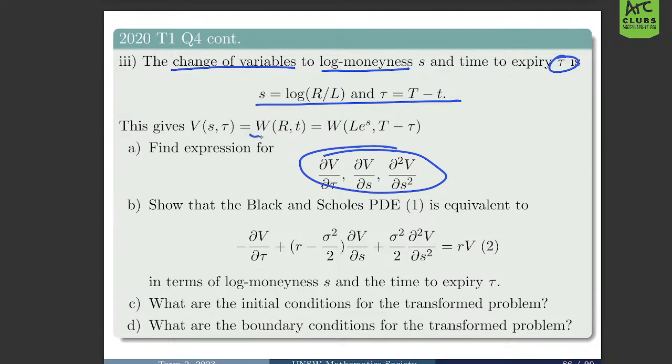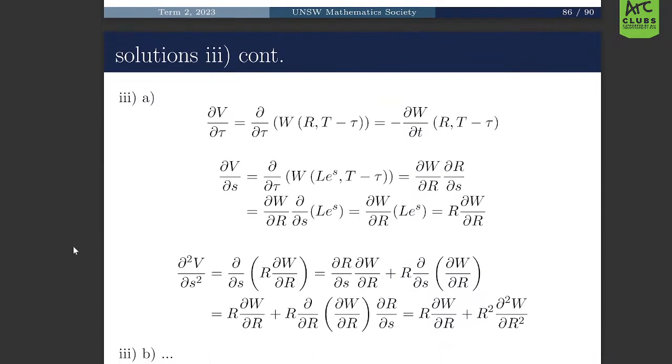So remember, inside the Black-Scholes, we have defined the value to be W, but now we want to change the variable of R and T into S and tau and have another set of expressions to express it. So let's talk about this bit first with part A.